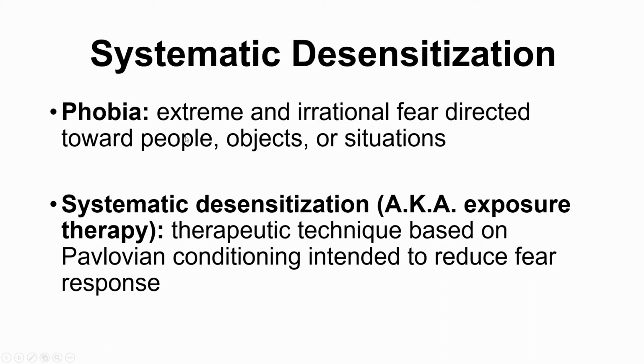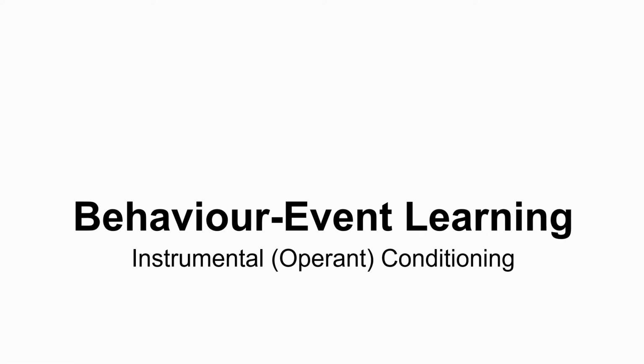All right, and that is it for classical conditioning. Next, we're going to move on to instrumental or operant conditioning. I had listed this previously also as behavior event learning. So we talked about event alone learning. That was our habituation, where we had a stimulus and we learned something about that stimulus in isolation.